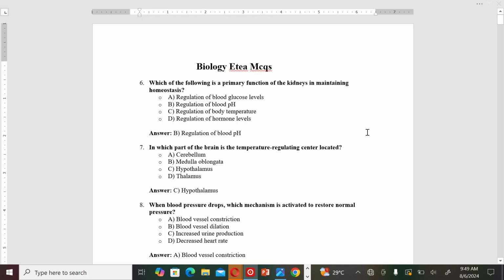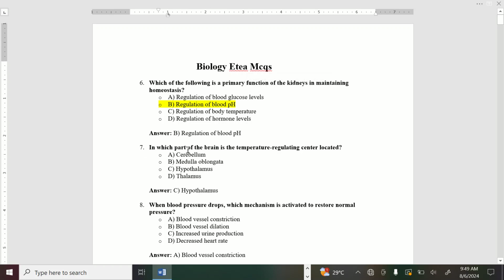Let's get started. So the first MCQ is: which of the following is a primary function of the kidney in maintaining homeostasis? A. Regulation of blood glucose level. B. Regulation of blood pH. C. Regulation of body temperature. And D. Regulation of hormone level. So the correct option is regulation of blood pH. B is the correct option.